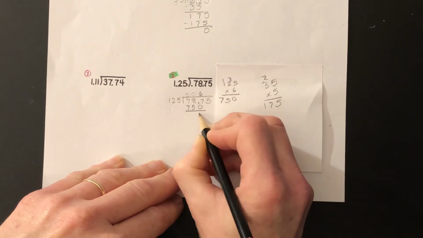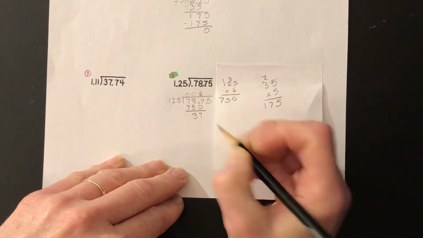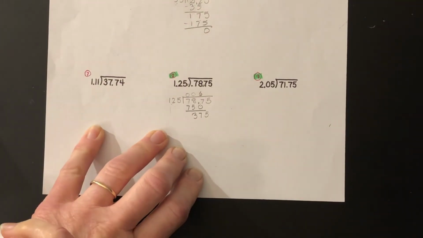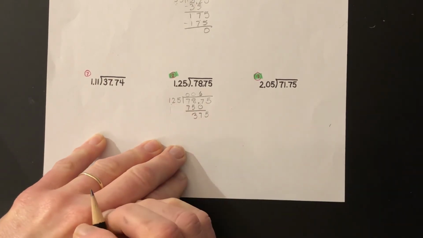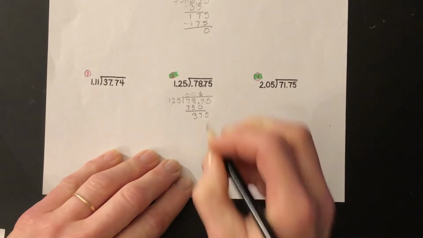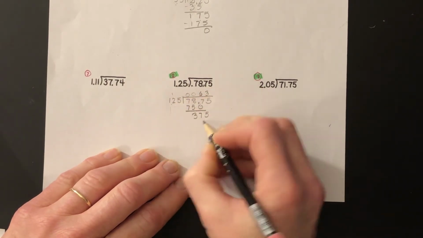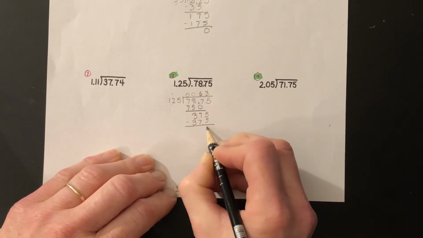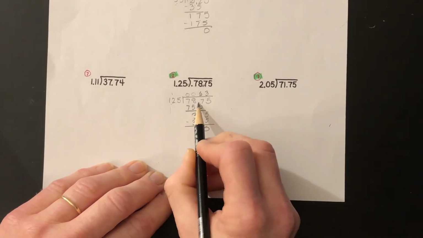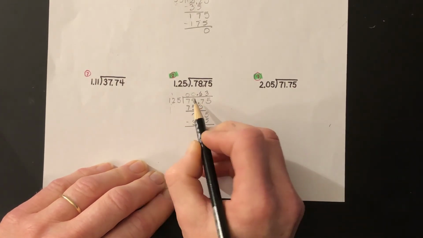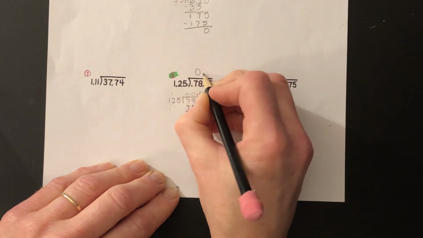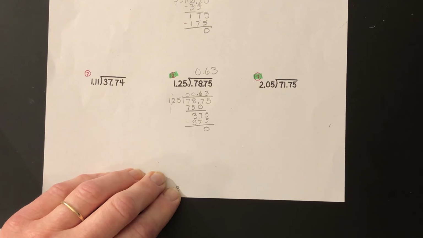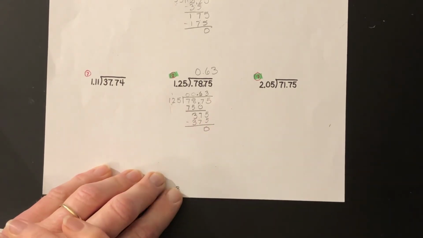I subtract, I get 37. I bring down the 5. I can guarantee you this goes into that 3 times. Let's see. 7, yep. Just as expected. Here's my decimal, go straight up. I've got 63 hundredths. That wasn't so bad. Just seemed intimidating because it was 125.